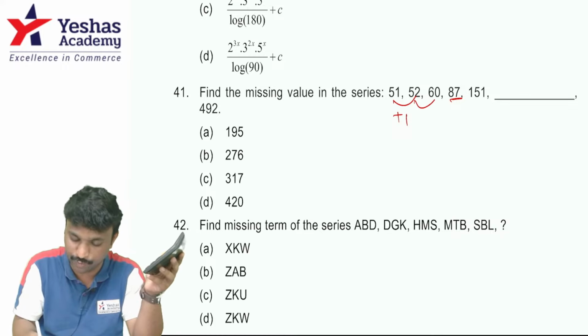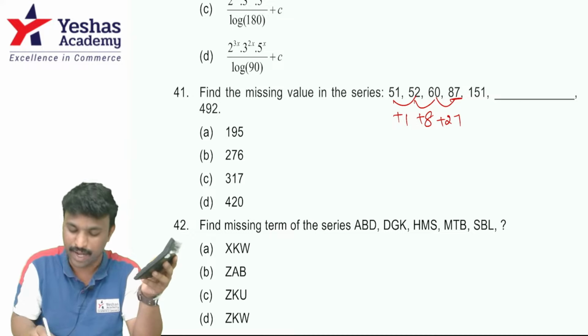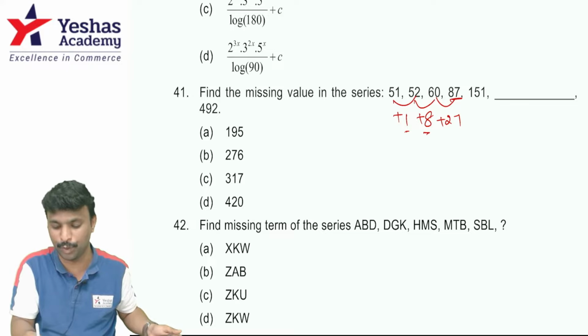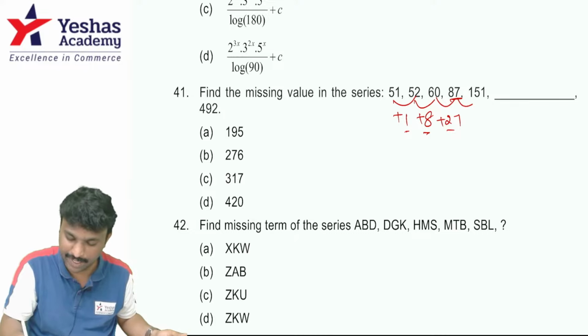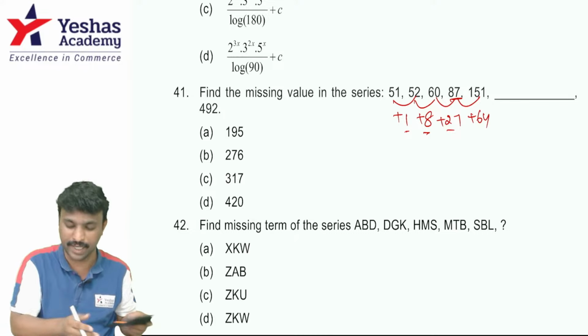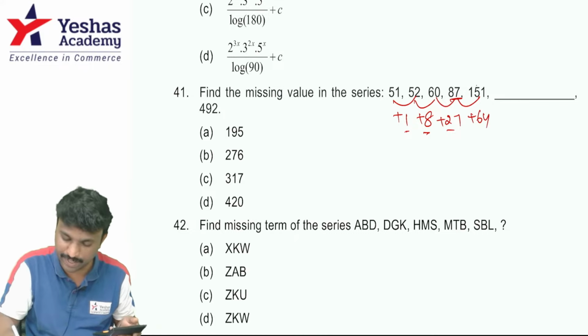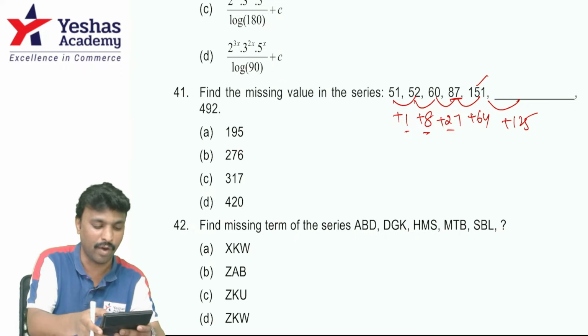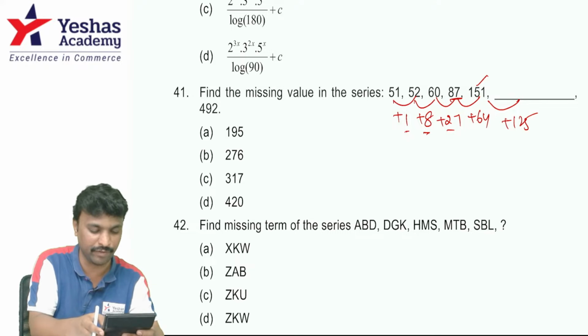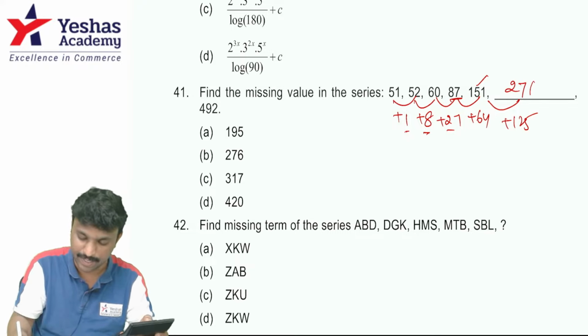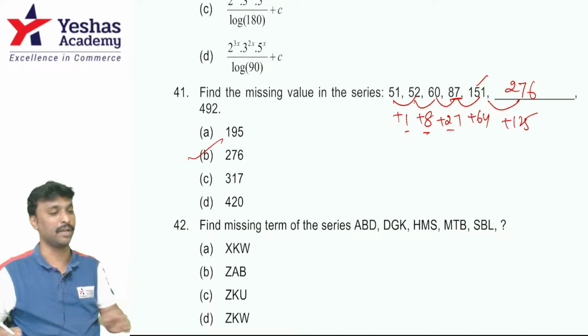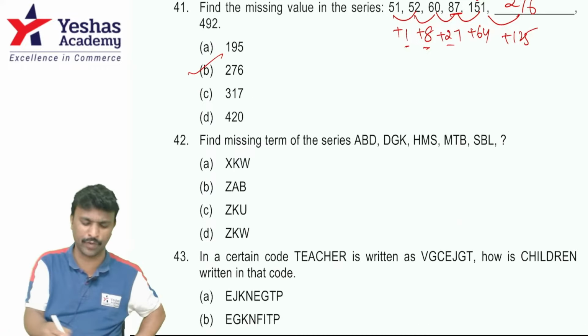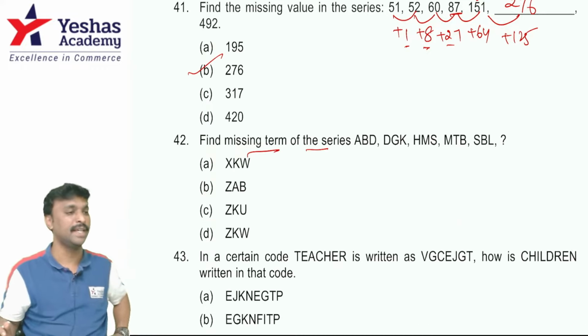51 plus 1 is 52. 52 plus 8 is 60. 60 plus 27 is 87. Now if you look clearly, it's 1 cube, 2 cube and 3 cube. So definitely it should be 4 cube, which is 64. 87 plus 64 is definitely 151. Next, it should be 5 cube, which is 125. Now 151 plus 125 gives you 276. That is the right answer. You understood? Guys, moving on to the next question, find the missing term of the series.